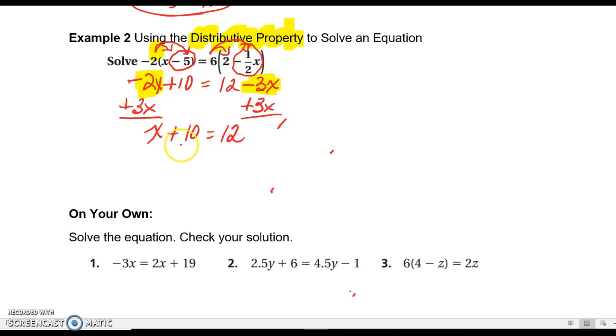And then once you simplify and bring down your leftovers, you're down to a simple one-step equation. So you just subtract 10 from both sides. And solving for x, my final answer is x equals 2. Sorry, I hope you can read that.